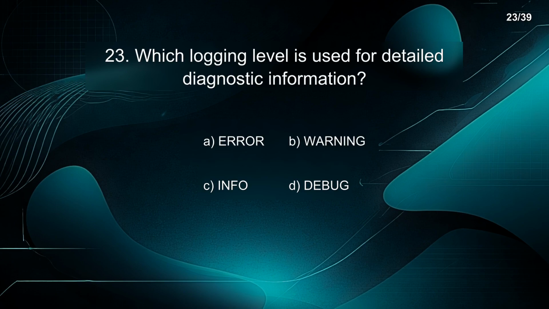23rd question. Which logging level is used for detailed diagnostic information? A. Error. B. Warning. C. Info. D. Debug. Correct answer is D. Debug.